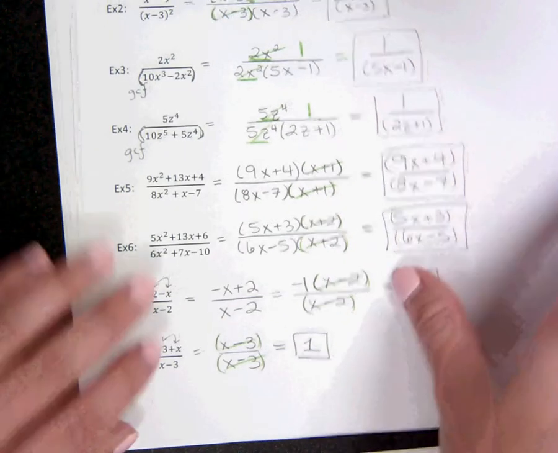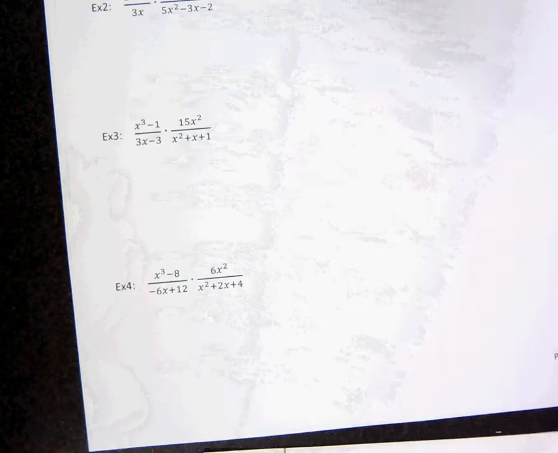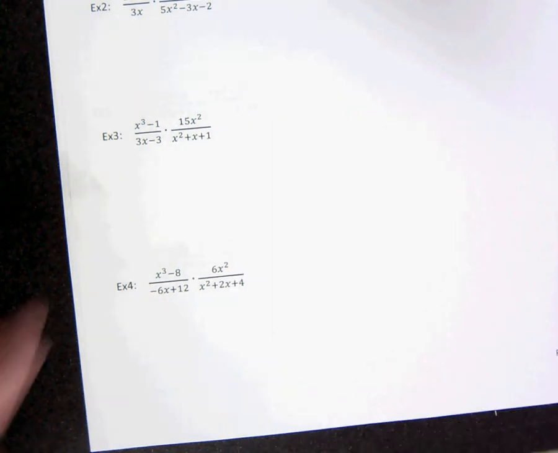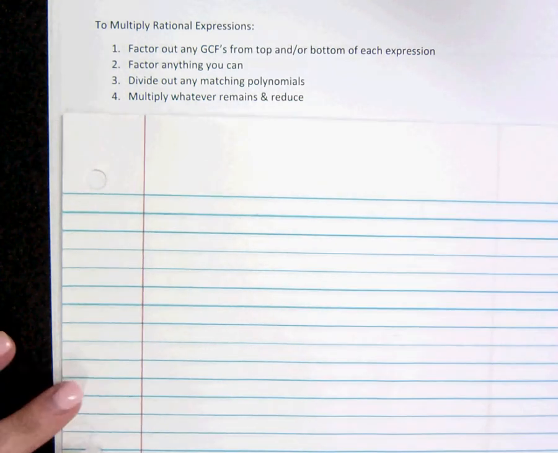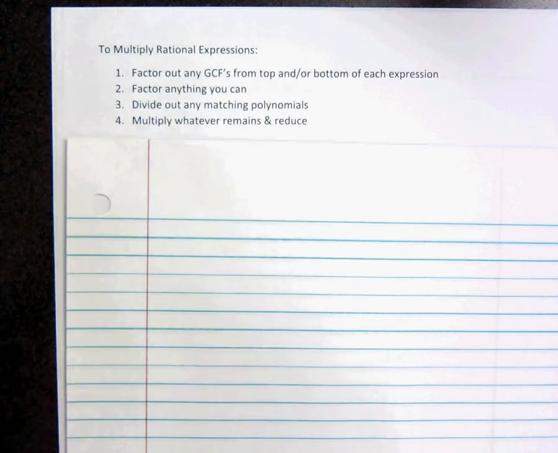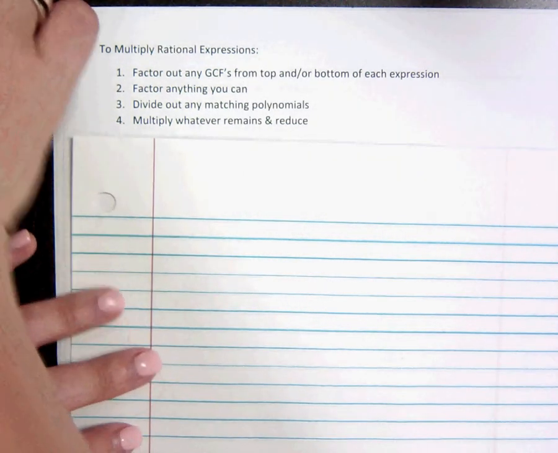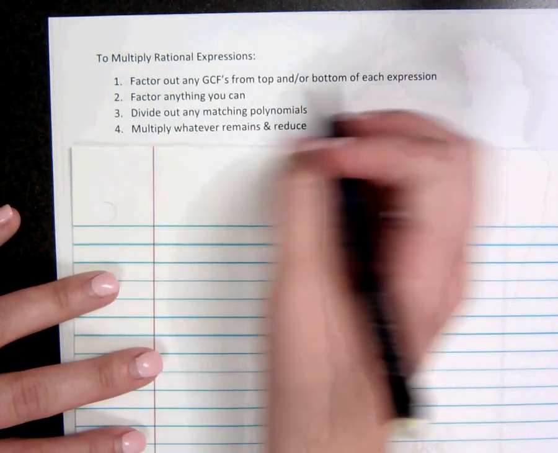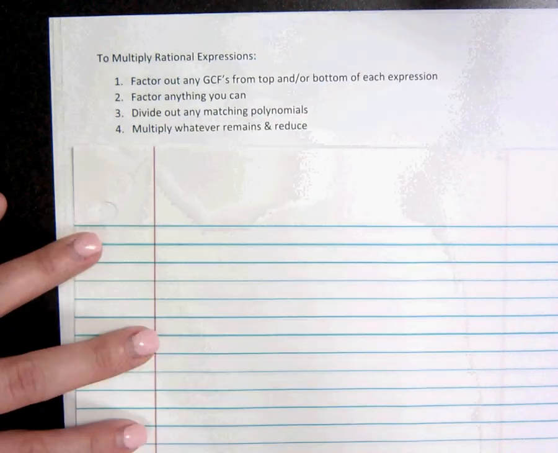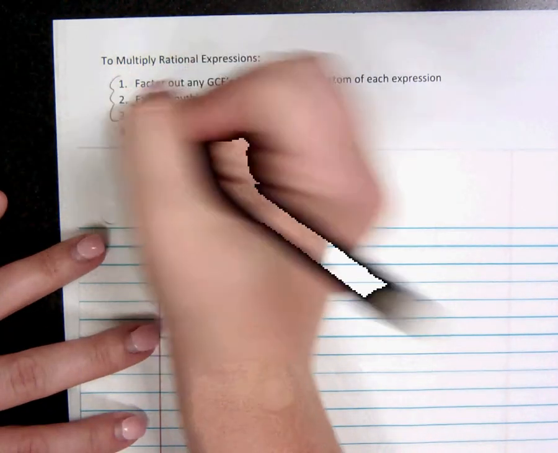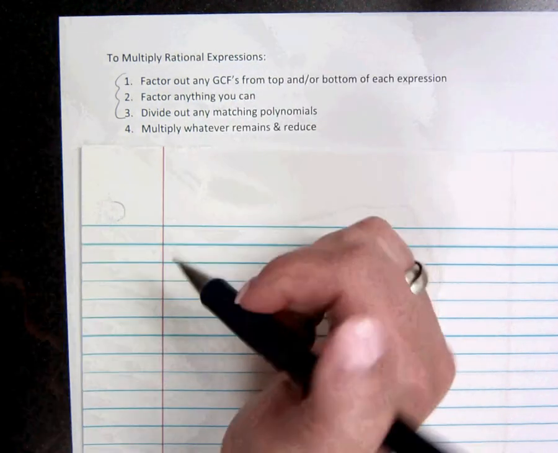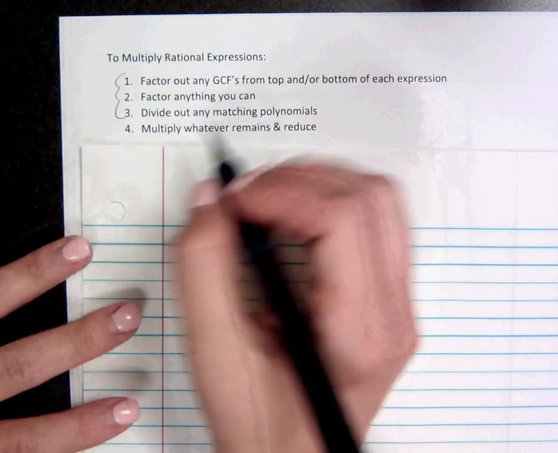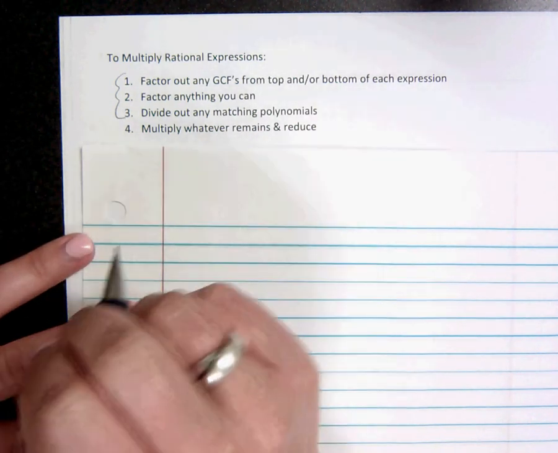All right, let's move on to multiplication. These look much more involved because there's 2 rational expressions that you're working with. So to multiply rational expressions, you factor out any GCFs from top or bottom. You factor anything that you can, so this is the same process as simplifying. Then you want to divide out any matching polynomials. You want to get it down as simplified as possible. Then at the very end, you'll multiply whatever remains and reduce.